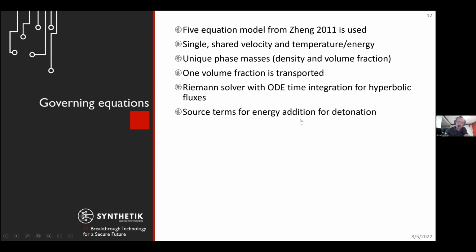So we have a single shared velocity and temperature or energy, but we do have unique phase masses. That means that the TNT has its own density and the air has its own density, and we have some volume fraction of each. We only transport one volume fraction, kind of standard to two phase. And then for our actual advection, we use Riemann solvers, and we have ODE time integration for our hyperbolic fluxes. And then we also have, again, that additional source term for energy added due to detonations.